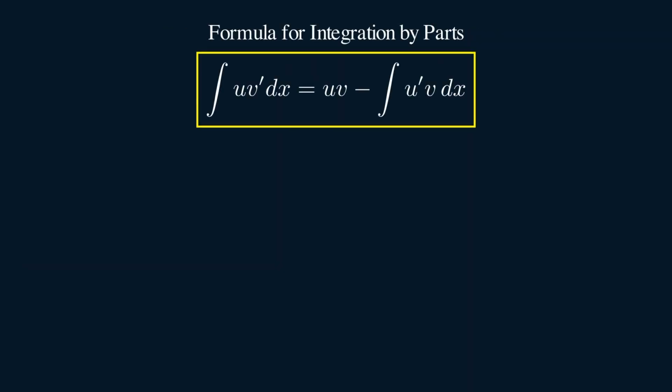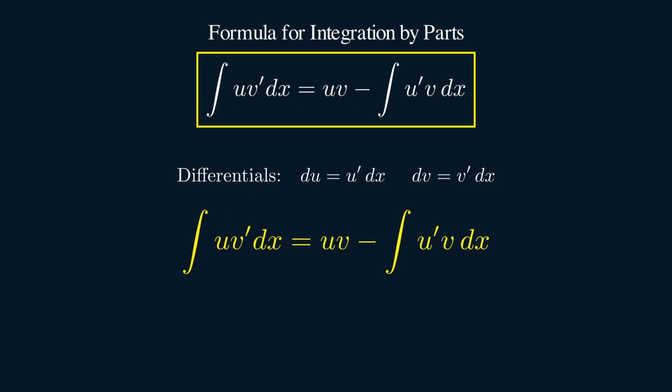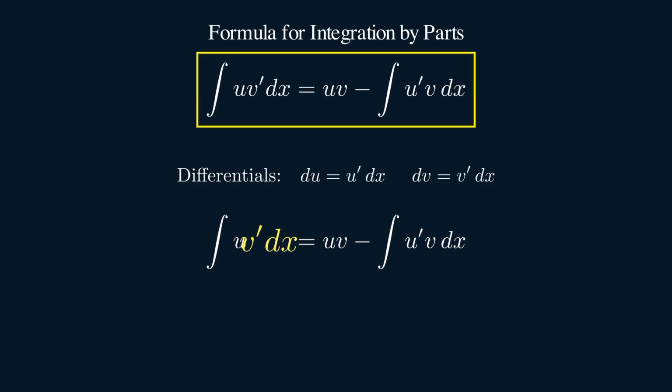The formula for integration by parts is often written in terms of differentials du and dv. In the formula, v prime dx can be replaced with dv, the differential of v. Similarly, u prime dx can be replaced with du, the differential of u. However, in this video, we will use the first version of the formula.